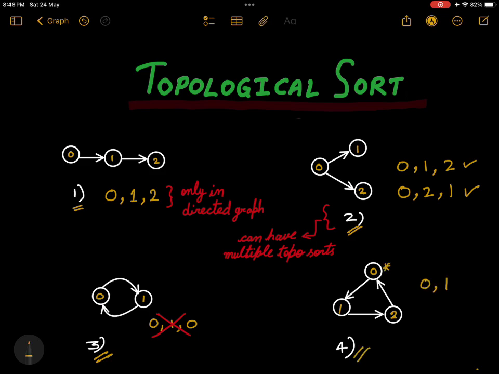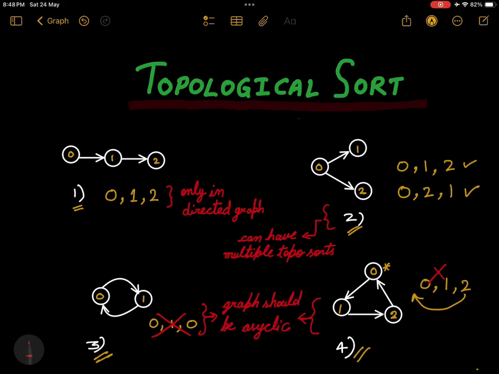Let's see it in graph 4. Let's start from 0. We can have 0, 1 and then 2, and then 2 comes before 0, so again we are going into a cycle, right? So from here we can have our final conclusion that graphs should be acyclic.